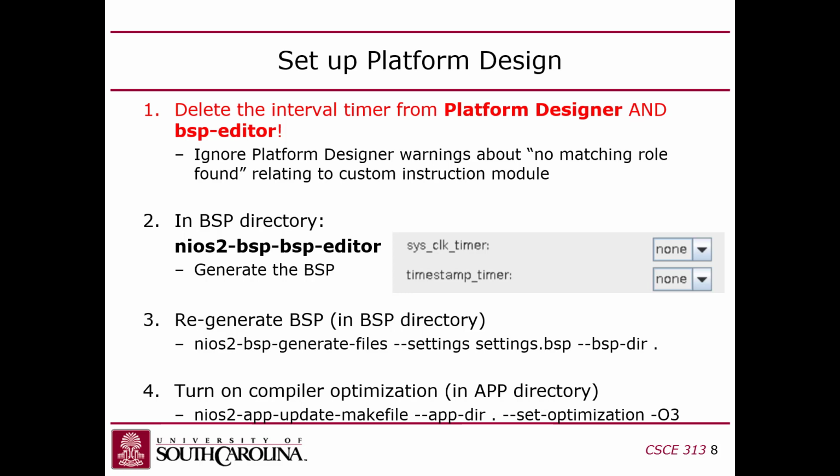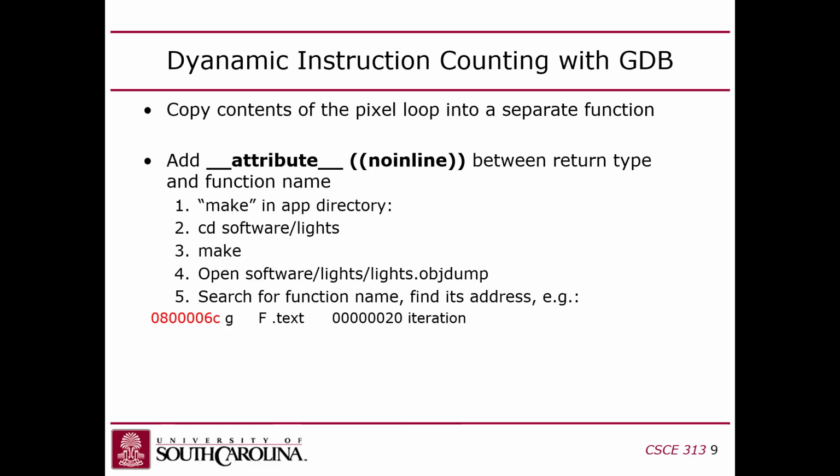Then turn on your compiler optimization, as I talked about earlier. Okay. Any question about that so far? So, floating point instructions, turn the optimization on in the compiler, delete the interval timer, add the performance counter. Okay, the next thing is, how do we count instructions?